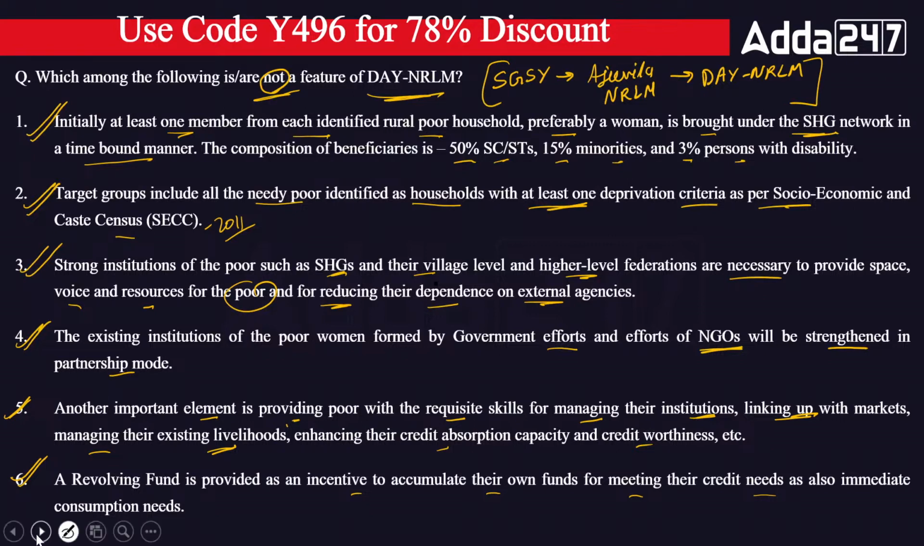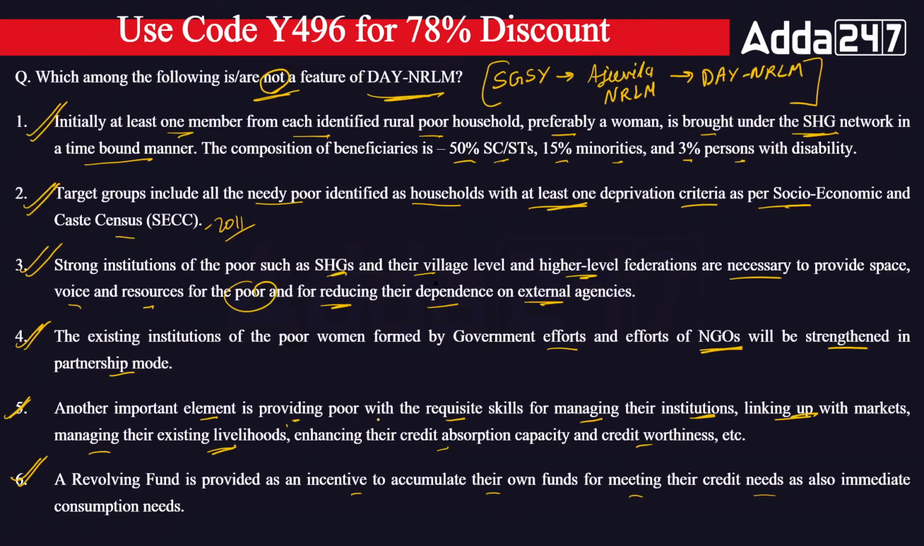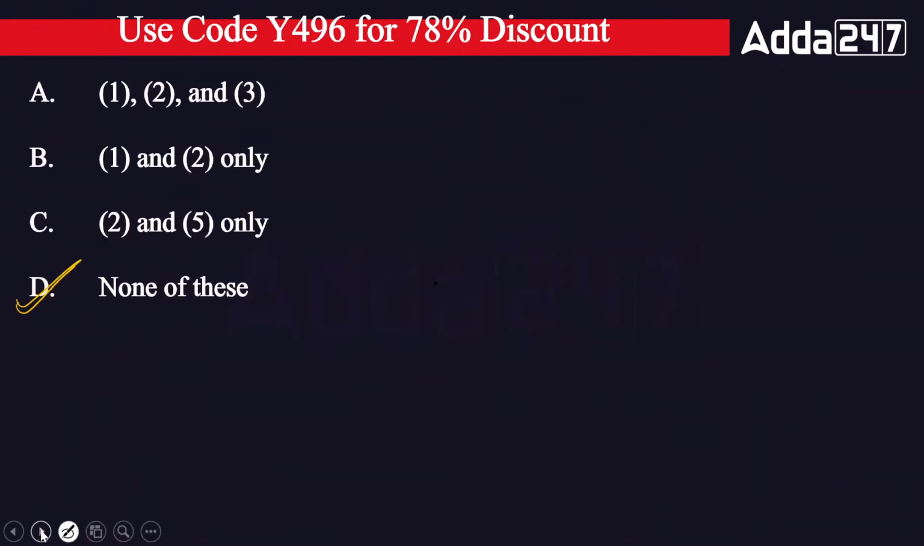So the right answer out of these: first, second, third, first and second, second and fifth, or none of these. The right answer will be option D, none of these, because all these are features of the NRLM scheme. Okay, now the next question.